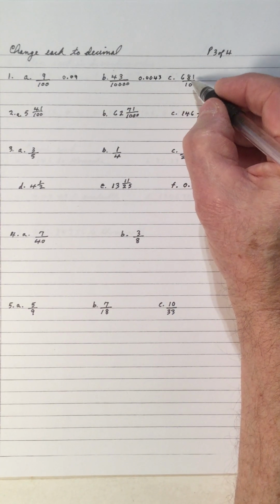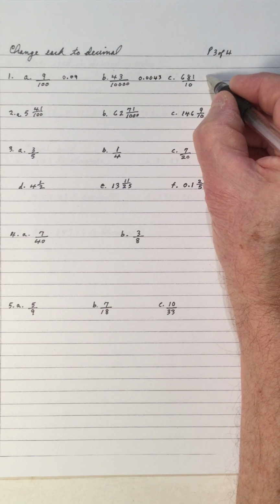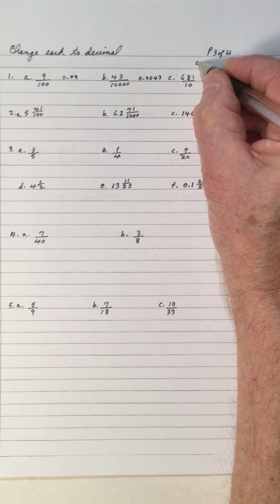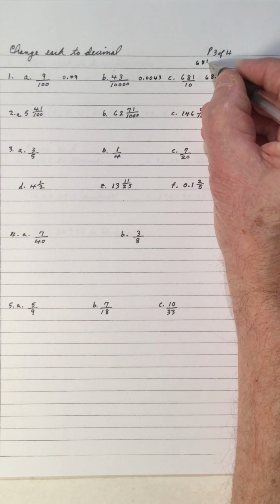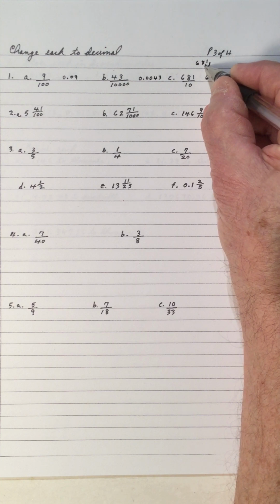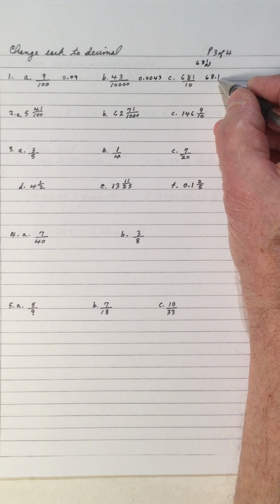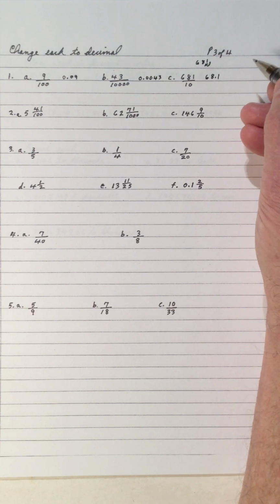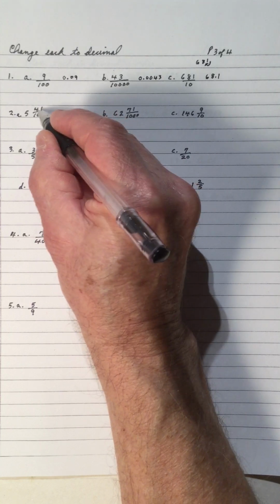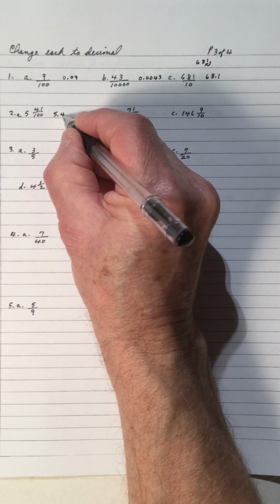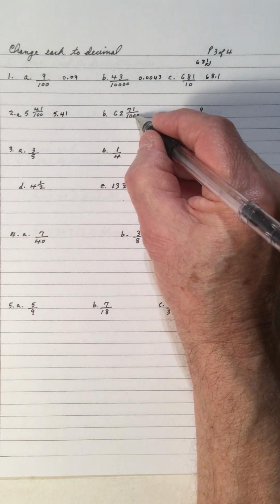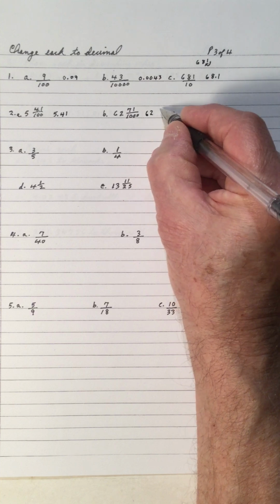And right here, as a decimal, divide by 10, we get 68.1. When we have 681, the decimal is right there. When we divide by 10, the decimal moves one place to the left, so it's 68.1. And expressed as a decimal, 5 and 41 over 100 is 5.41. This is over 1,000, so it's 62.